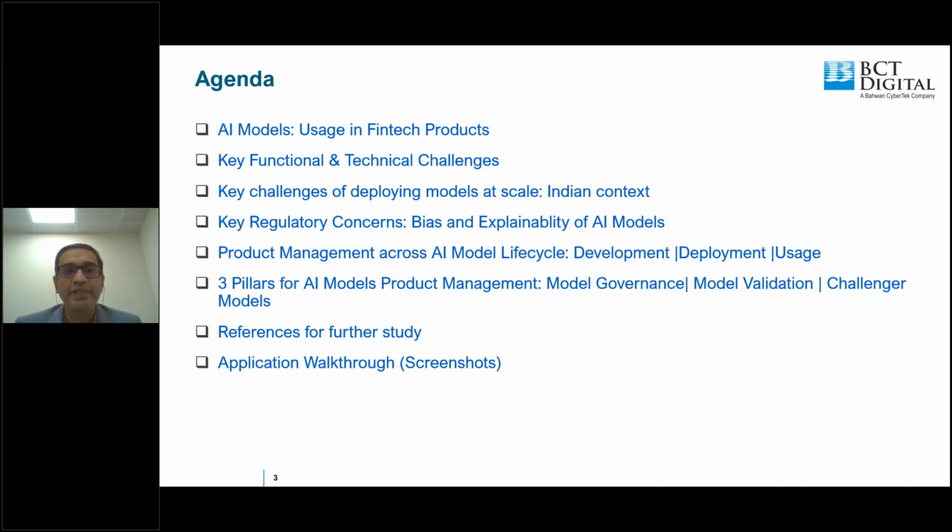Then, most importantly, the core topic of today's discussion, which is the AI model lifecycle, which means we'll go through the lifecycle of a model, starting from development, deployment, and usage. We'll discuss what the best practices are that can be rolled out at each and every stage. Then the three pillars of AI models product management, which are governance, validation, and challenger models. We'll also see what it entails. Then I'll give you some very interesting references that you can go through at leisure.